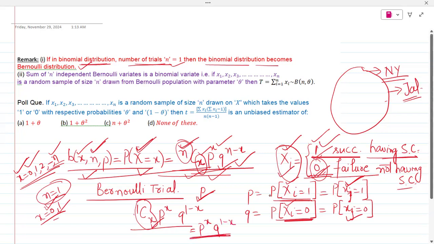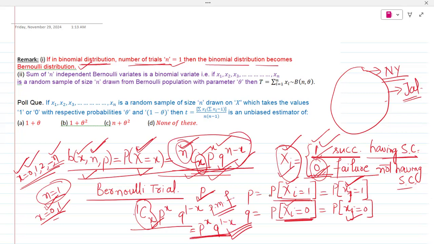And now what is this expression? This is the PMF, the probability mass function, of the Bernoulli distribution. And what is the earlier one? That is the PMF of the binomial distribution.